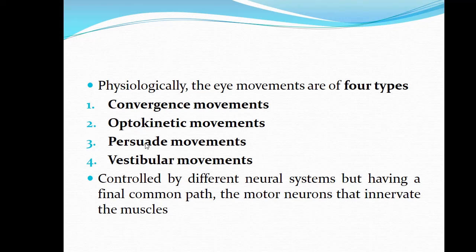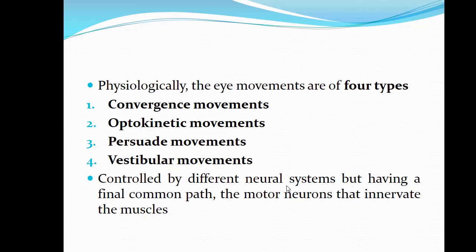These are the four types of the ocular movements physiologically, and these ocular movements are controlled by different neural systems, meaning different areas of the brain are responsible for controlling these movements, but all these finally have a common path, which means the motor neurons that innervate the muscles. So the extraocular muscles are innervated by the axons of the motor neurons, and these motor neurons have a supranuclear control, meaning the higher areas of the brain send signals to these motor neurons, and these motor neurons in turn will innervate the extraocular muscles.